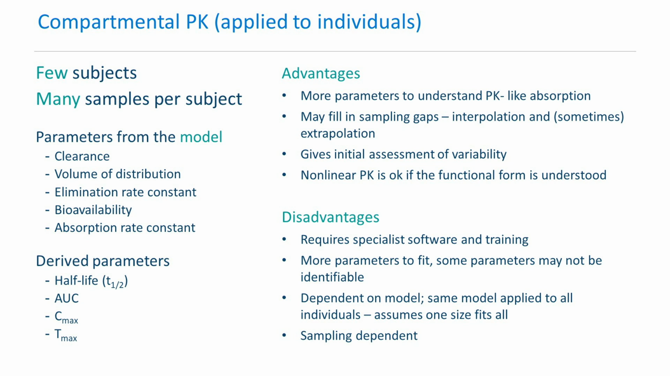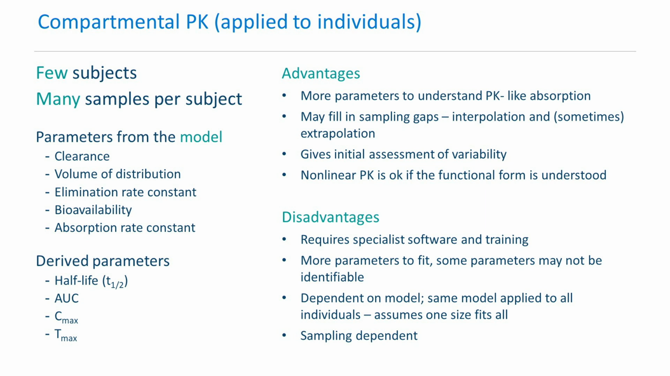It gives us, again, the initial assessment of variability, similarly to the way that it's done with NCA, where you can look at clearance for each patient as a function of things like age and body weight and determine the variability across those patients. And if you do have nonlinearity, it's okay. If the functional form is understood, and we often do have a functional form for saturation and things like that, we can work those into our models. And so that helps us to assess the nonlinearity as well.